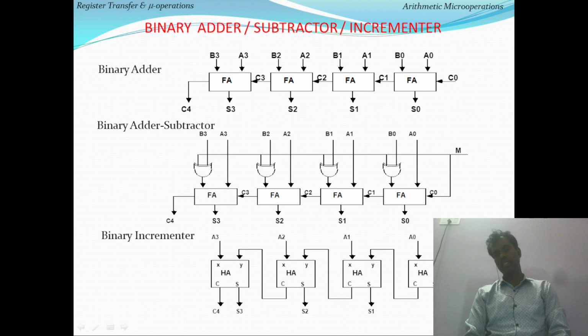Similarly, for the subtractor, A minus B means A plus the 2's complement of B. Okay, so this is the complete arithmetic circuit. We have done four circuits to perform these operations, and these circuits will be enabled based on the instruction.